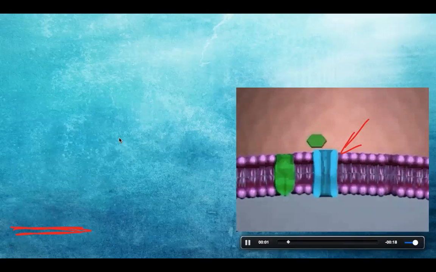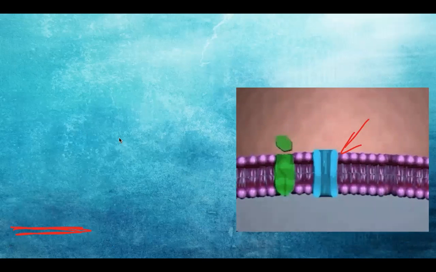Other transport proteins act as carriers. When specific molecules attach to them, they change shape. The molecules are then carried across the lipid bilayer. Glucose molecules move across the cell membrane with the help of a carrier protein.